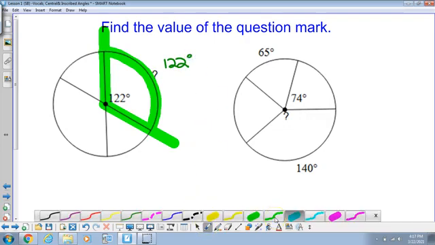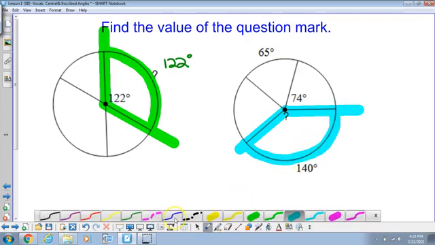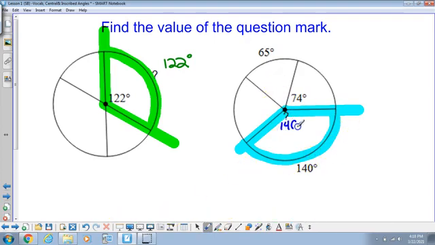For our next one over here, we're trying to find the measure of this angle right here. Now there's a lot of pieces here. There's 3 numbers. How do we know which one to use? Well, I've extended my sides here, and we're just going to take the one that is the arc that is in between those. And if this arc is 140 degrees, then this central angle is also 140 degrees.